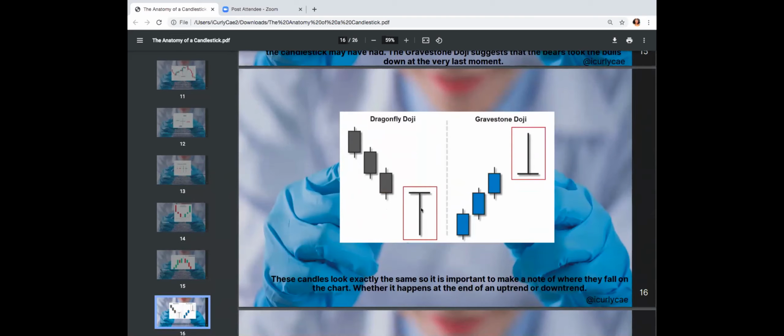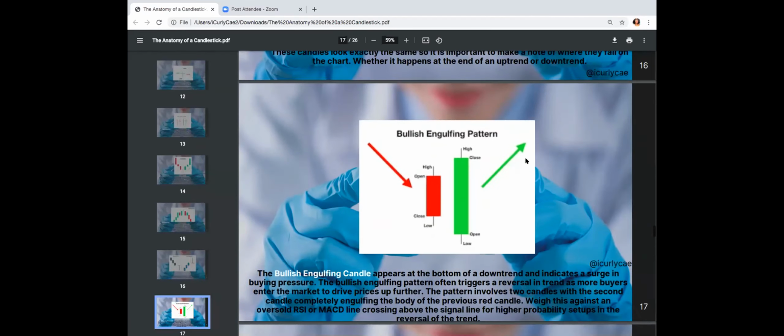So looking at the two of them, very much the same. It just depends on where they are on the chart, and the gravestone doji is just inverted. So always pay attention to where things fall.